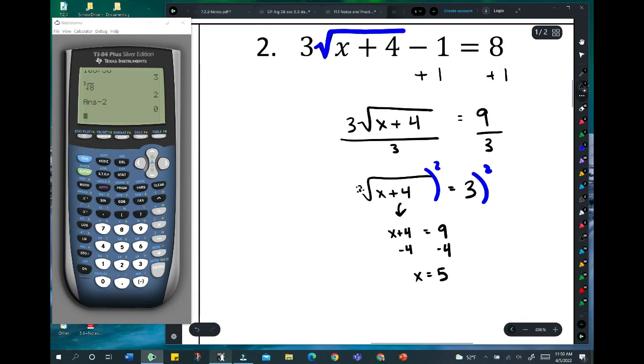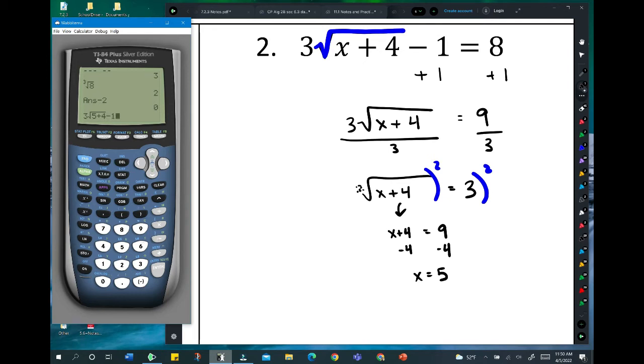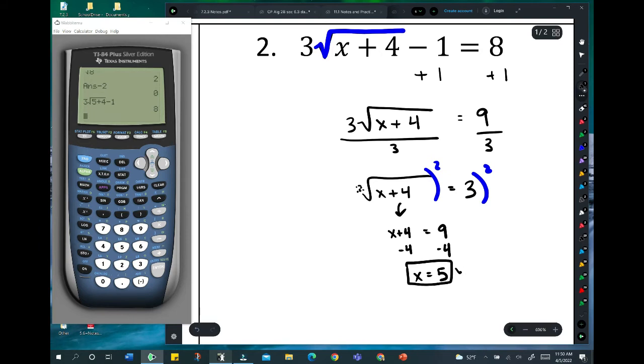Now, before we formally decide that's an answer, if you take your calculator and you type that in, replacing x with 5, as I'm doing in the calculator, and we do minus 1 at the end, we should get 8, and that does work out. So that is a checked solution. You can use your calculator to determine that.